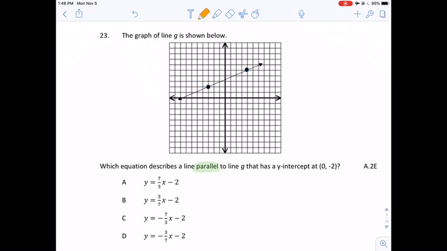If I get the slope from here, I'm going to go with a rise of 1, 2, 3, positive 3, over a run of 1, 2, 3, 4, 5, 6, 7. My slope is going to be 3 over 7. If I want my line to be parallel, I need to look for a positive 3 over 7. This is the only line that has a positive 3 over 7. So that means that line B is parallel, and it has the y-intercept that I'm looking for, negative 2. My correct answer is going to be B.